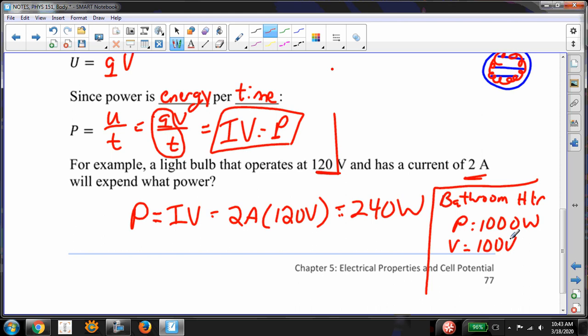And so they would say, well, how much current is that bathroom heater going to pull? And so they would calculate and say, well, it's power over voltage, 1,000 divided by 100. So it's going to pull a current of 10 amps. I would expect a question like that on the exam coming up. Okay.